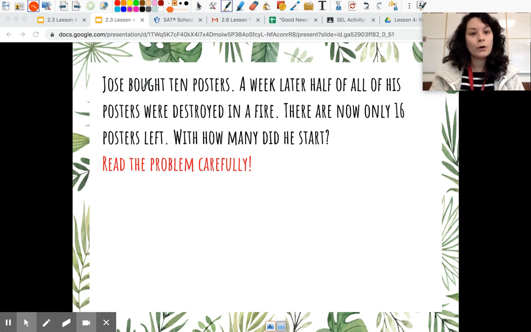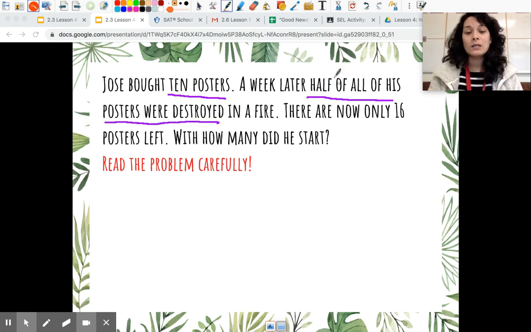So, it says Jose bought 10 posters. Okay, so that's key information. I'm going to underline that because they're giving me a number. It says that he bought 10 posters. And then it says a week later, half of all of his posters were destroyed in a fire.